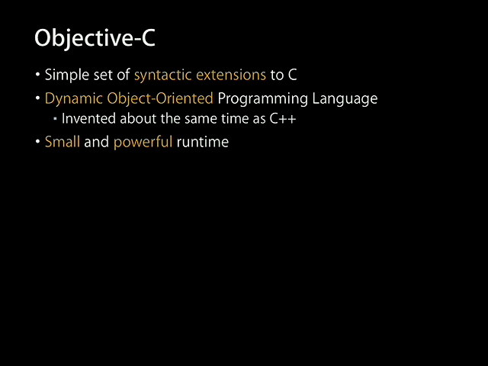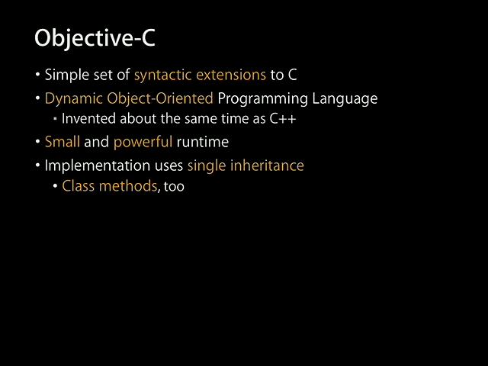There's a small and powerful runtime that's actively available at the core of your applications. It's there for you to use, to leverage, to build your applications. It uses single inheritance, so there's no multiple inheritance for the implementation side. The inheritance model supports inheritance of class methods too. So you can create a class, have a class method, subclass it, override that class method. However, specifications can be multiply inherited.